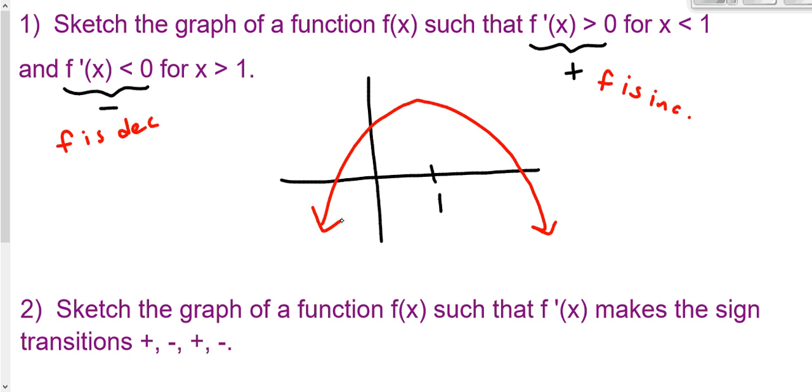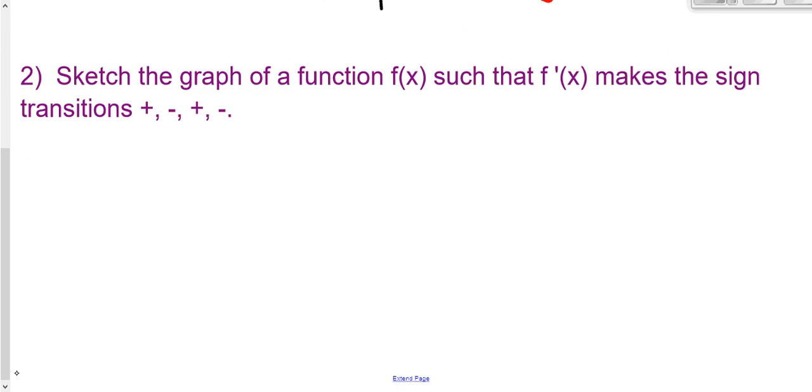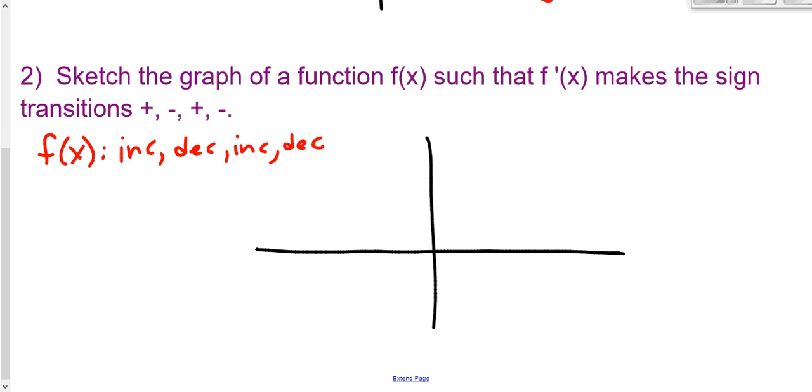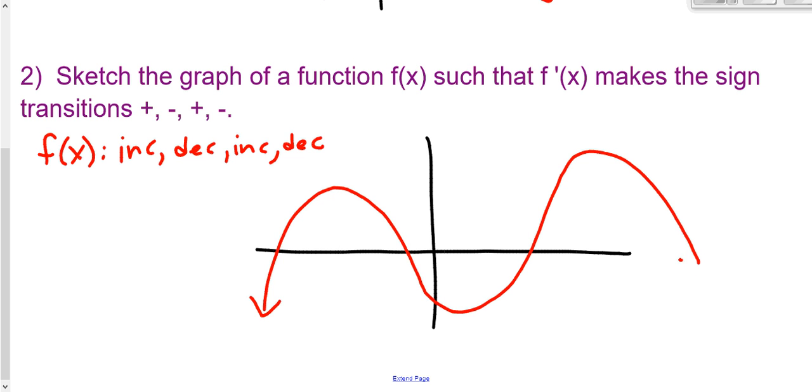There's more than one way to do it, but that is one way. Number 2. Sketch the graph of a function f of x such that f prime of x makes the sign transitions positive, negative, positive, negative. That tells us that the derivative is greater than 0, less than 0, greater than 0, less than 0. And that tells us that f of x is increasing, then decreasing, then increasing, then decreasing. Okay, so let's draw something like that. Let's draw a function that increases, then decreases, then increases, then decreases. There we go. That's an example.